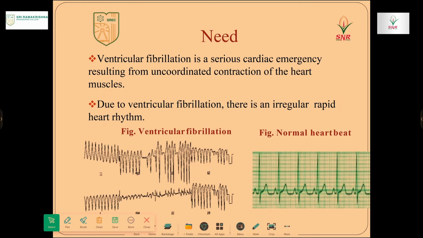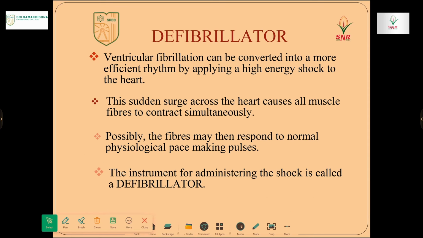So, the need of the defibrillator. Ventricular fibrillation is a serious cardiac emergency which results in uncoordinated contraction of the heart muscles. Due to ventricular fibrillation, there is an irregular heart rhythm. The picture defines the normal and abnormal heart rhythm. The first picture shows the ventricular fibrillation. We can see that there is a difference in the waveform, and this is the normal heartbeat. We have the PQRST waveform.